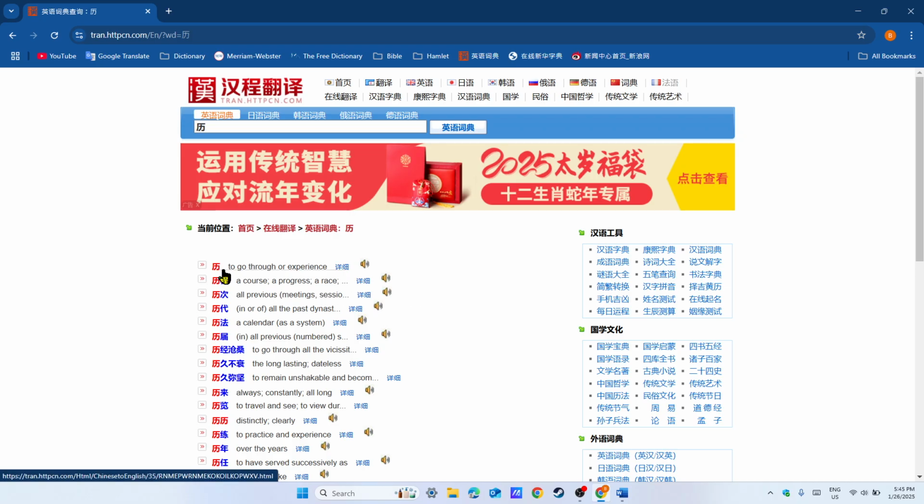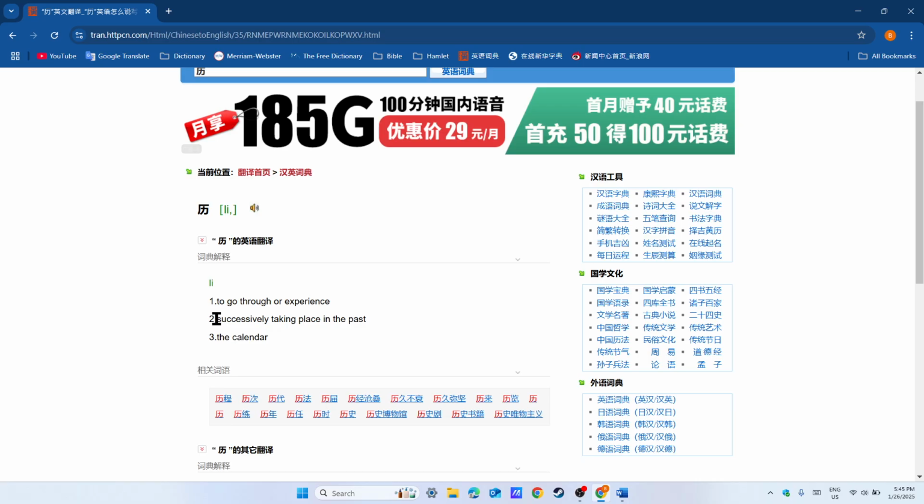So for the single word li, there's an explanation. Li, to go through. What's the meaning of this single word? It's one, to go through or experience. This is li, and then, successively taking place in the past. And then the calendar. These are three explanations of the word li.